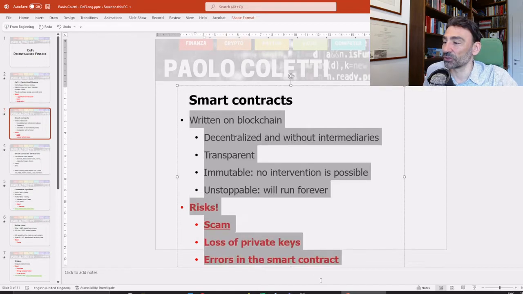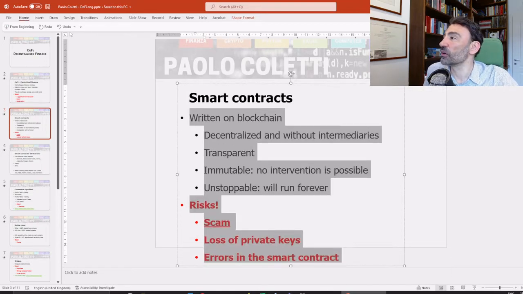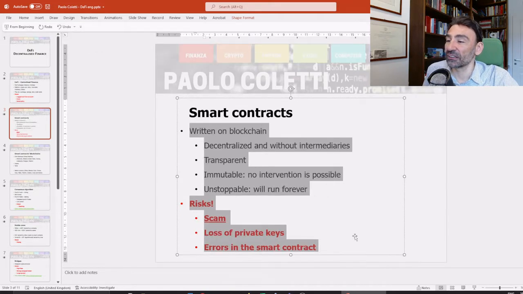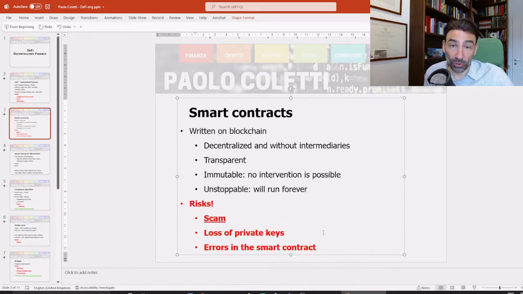Okay, the other problem is the loss of the private keys. Let me reduce the font here. The loss of the private keys. If you lose your private keys, which is all your fault, honestly, you have lost access to your funds forever. If you instead lose the password of the traditional centralized finance website, you can always call the customer service, provide identity documents, a lot of papers, but in the end you manage to get your funds back. Here, if you lose the private keys, goodbye.